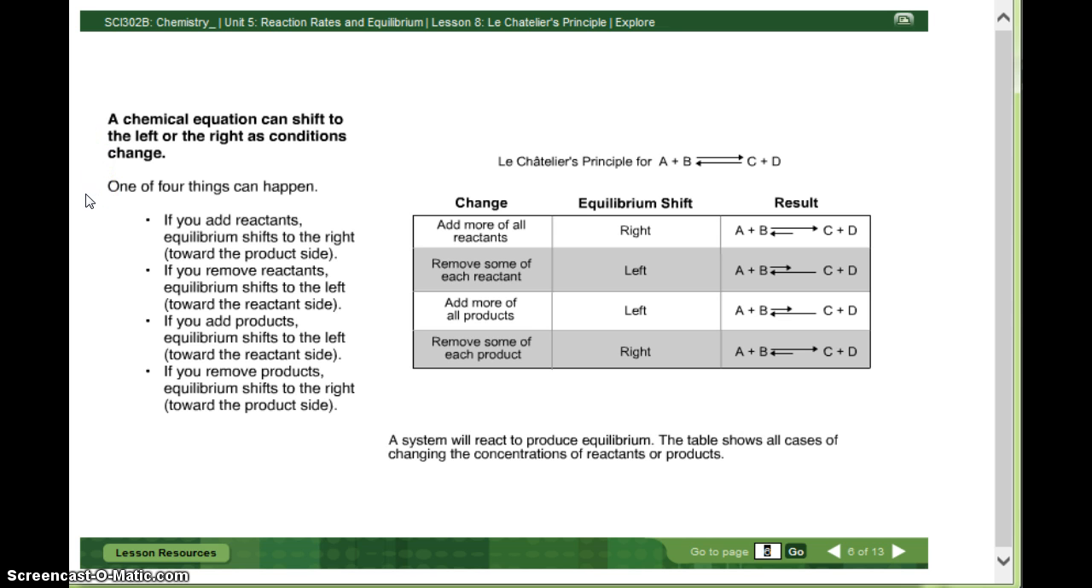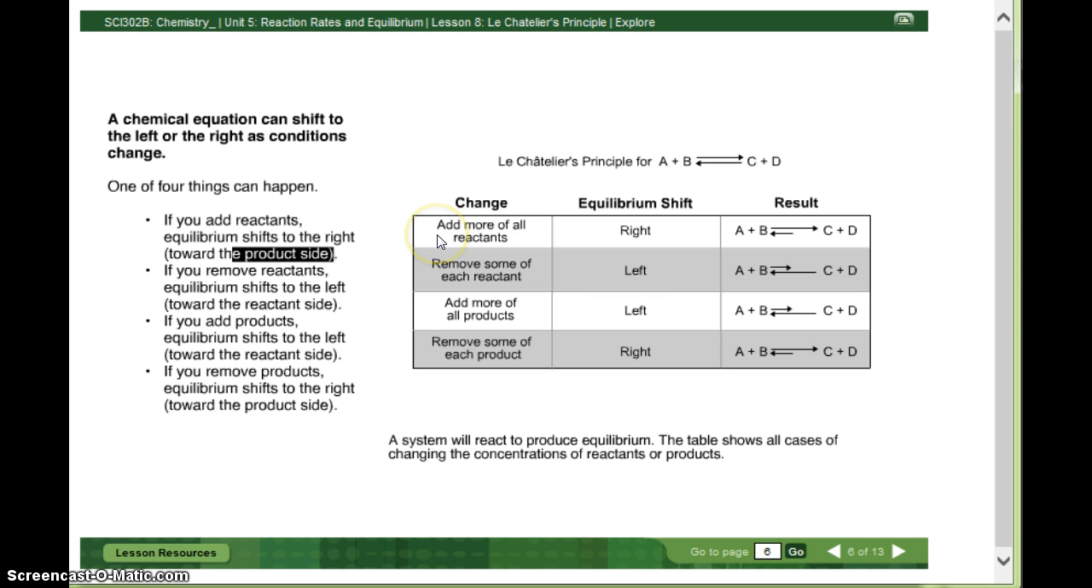So we haven't taken notes yet because I wanted to get to here because it has this nice table. One of four things can happen. If you add reactants, equilibrium shifts to the right, or towards the product side. So think about it. You have more beginning stuff. Well, if you have more reactants, what are they going to do? They're going to form products, right? You already know that.